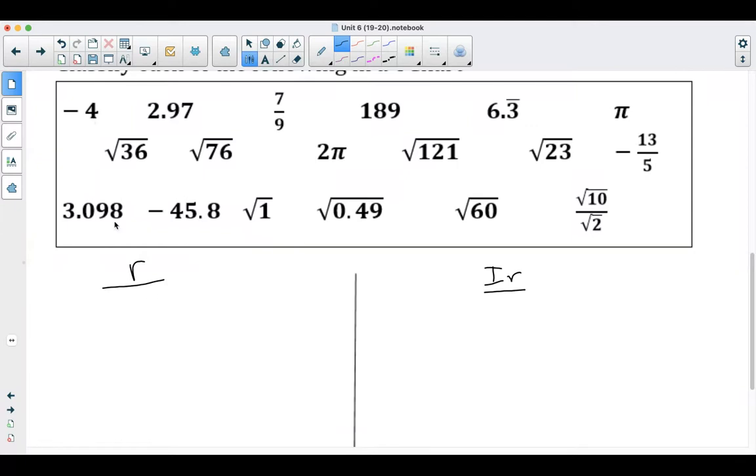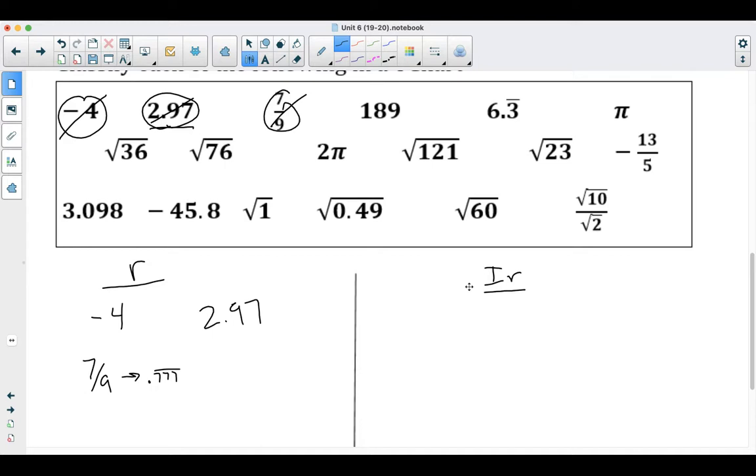Okay, so -4, that is rational. It terminates, it does not repeat. Same with our next one, 2.97. It terminates, it ends, it has an ending point. Okay, 7/9, that's a fraction. I can write that this way. That actually would, if I divided that out, would be 0.777, and it would all repeat. Okay, we did that one.